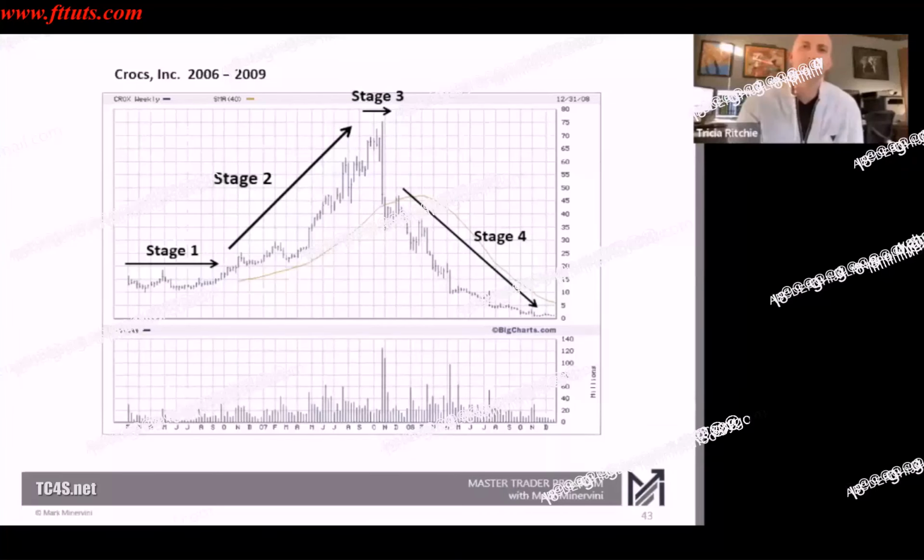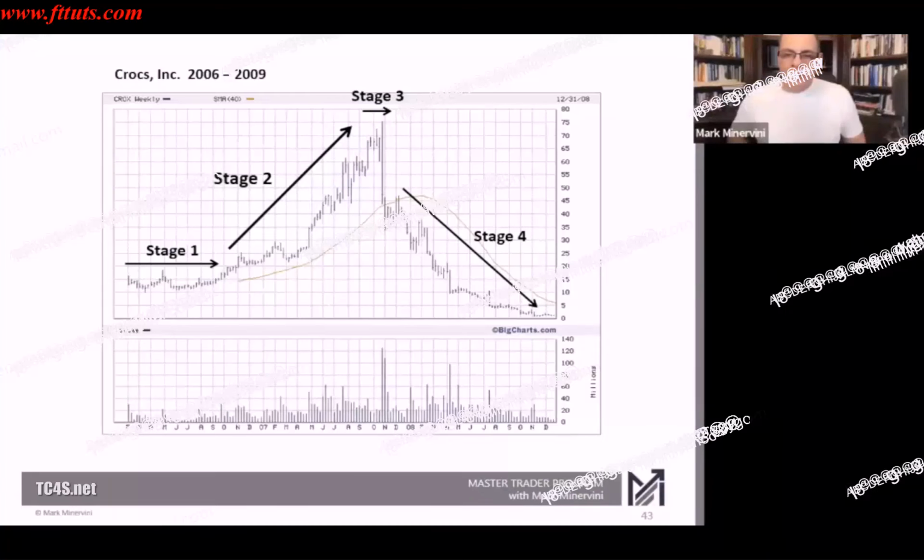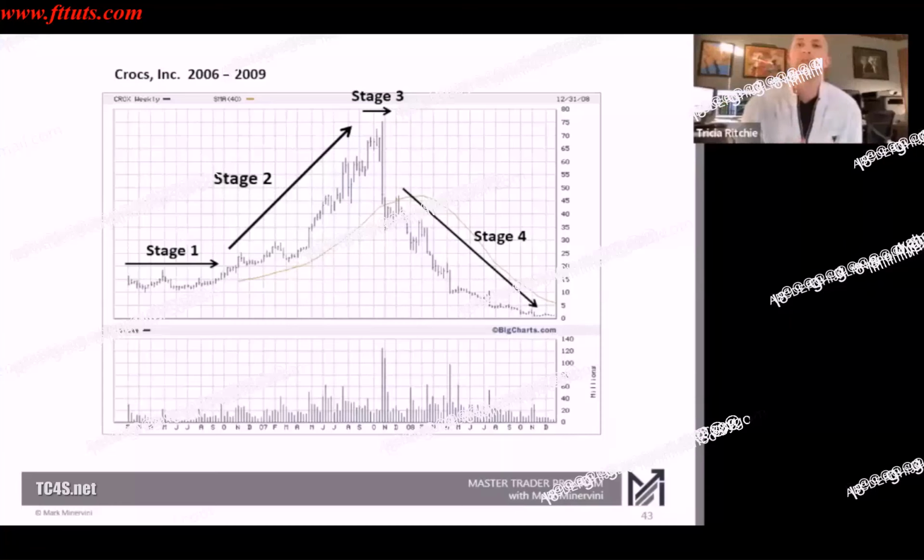I just want to point out too, Mark, if you look at this chart, this is a classic textbook example. I remember this Crocs chart from the first Master Trader program, that break on volume, biggest decline, biggest volume, I think even in the history of the stock. To your point, when a stock does that, it is signaling that huge sellers are taking profits and getting out. We've seen this in the last 3 to 6 months, how many stocks have done exactly this.